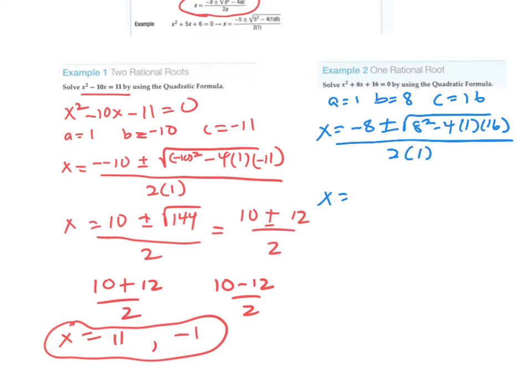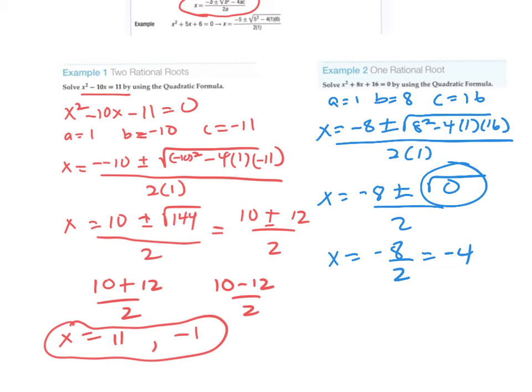Then if we do the math of that, 16 times 4 is 64. So what happens is we have negative 8 plus or minus the square root of 64 minus 64, which is 0, over 2. So there's no radicals, so all we have is x equals negative 8 over 2, which is negative 4. There's no plus or minus because there's nothing to add. So we just have one solution when we do that type of problem.